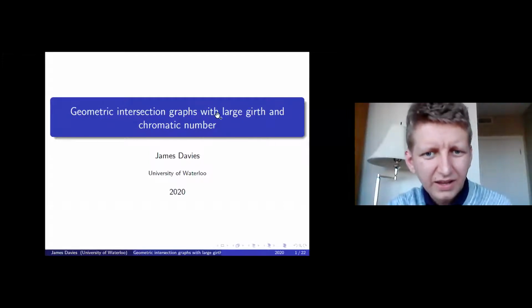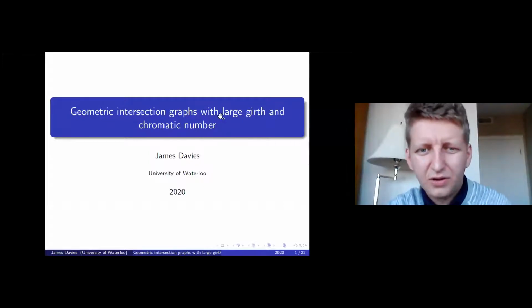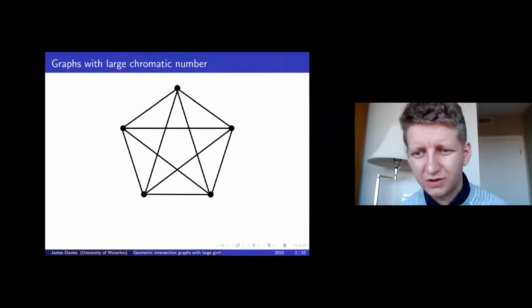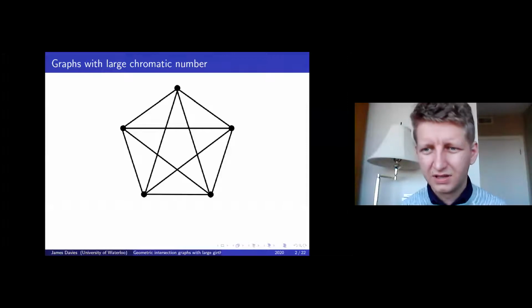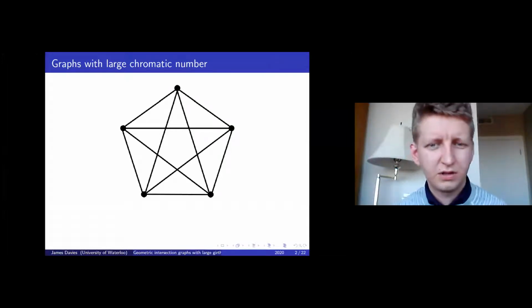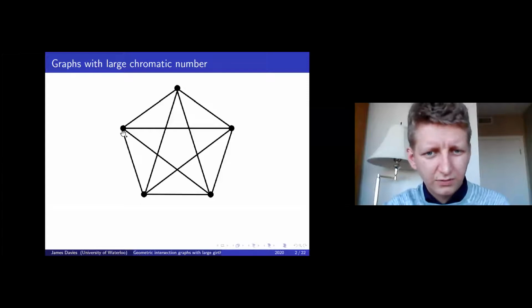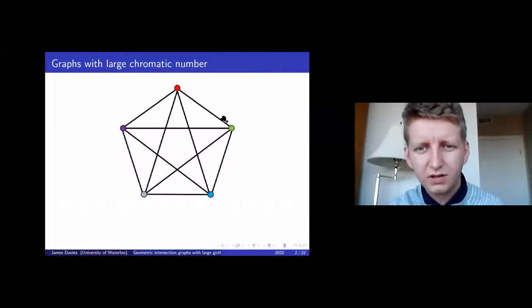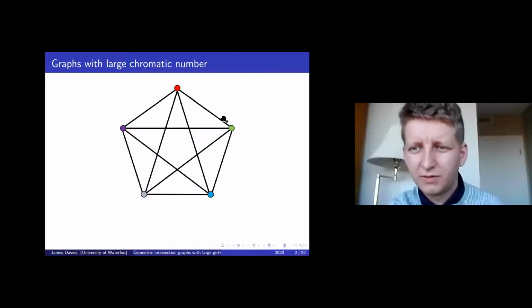Thank you. So I'll start off by just talking about some easy ways a graph can have large chromatic number. Probably the easiest way is just to have a large clique, a large set of vertices that are all pairwise adjacent. For example, in this 5-clique, we clearly need at least 5 colors. Otherwise, we're going to have a pair of adjacent vertices with the same color.